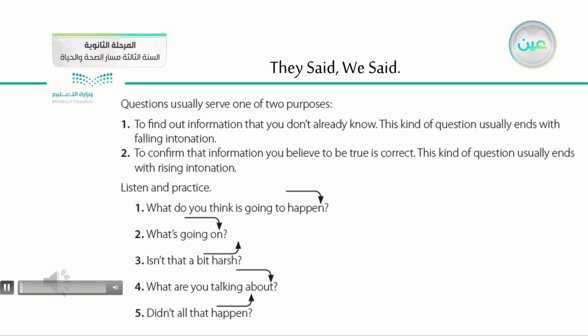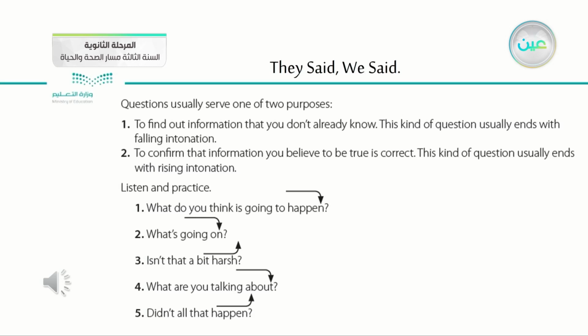Page 59. 6. Pronunciation. Questions usually serve one of two purposes. 1. To find out information that you don't already know. This kind of question usually ends with falling intonation. 2. To confirm that information you believe to be true is correct. This kind of question usually ends with rising intonation. Listen and practice. 1. What do you think is going to happen? 2. What's going on? 3. Isn't that a bit harsh? 4. What are you talking about? 5. Didn't all that happen?